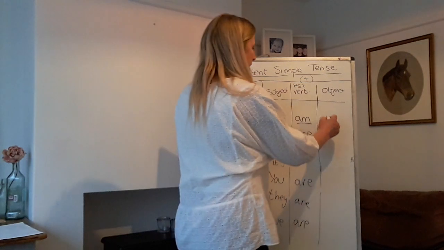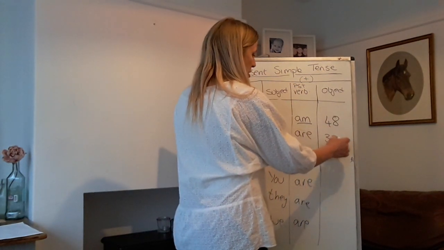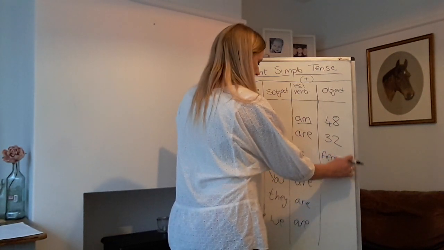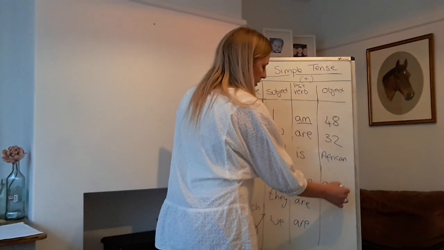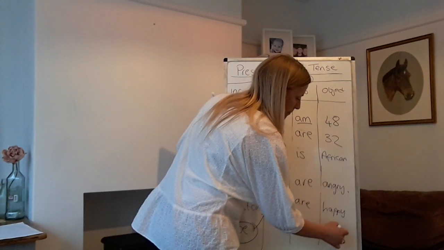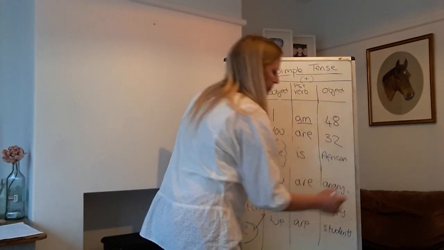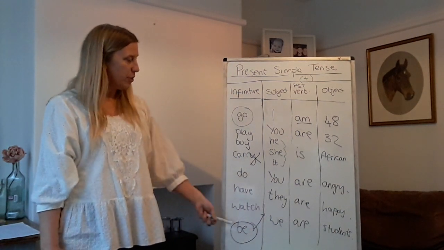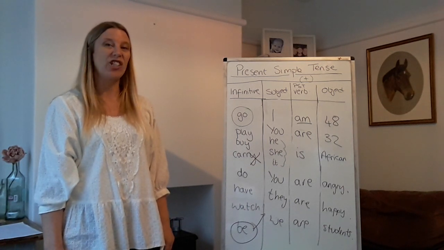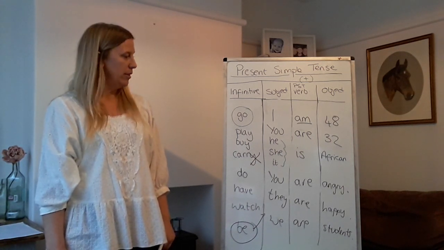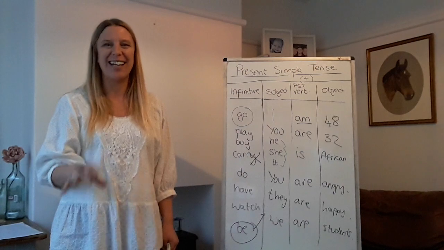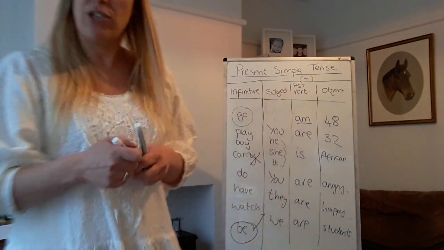I am 48. You are 32. He is African. You are angry. They are happy. We are students. Okay? So be in the present simple, am, are, is. I am, you are, he, she, it is. They are and we are. Okay, so that's a positive present simple tense. We looked at that last week. You've got to keep practicing. You have to get that right. It's really important.